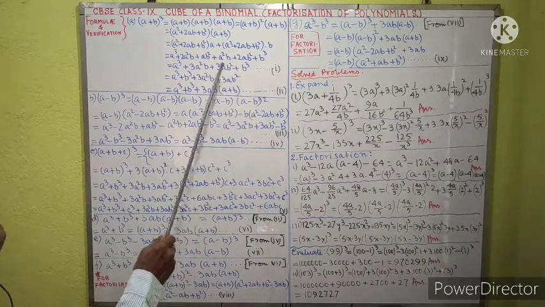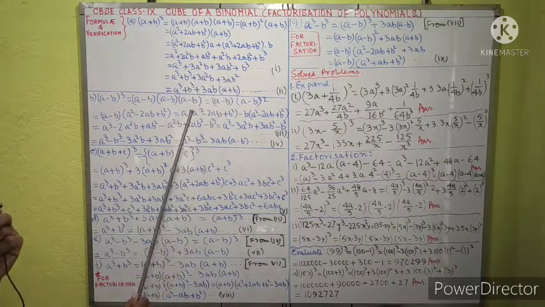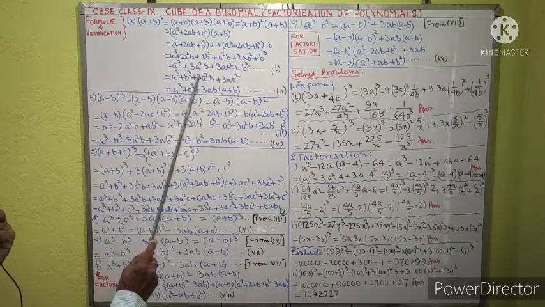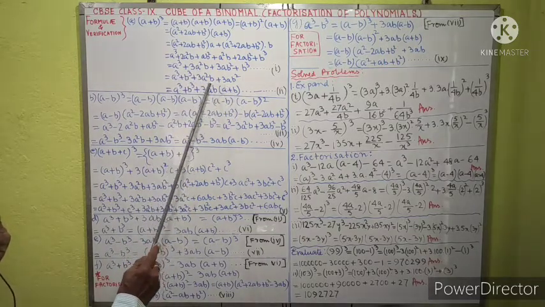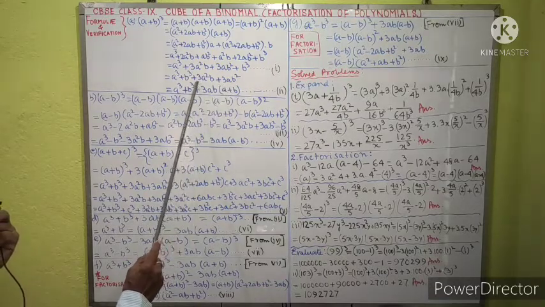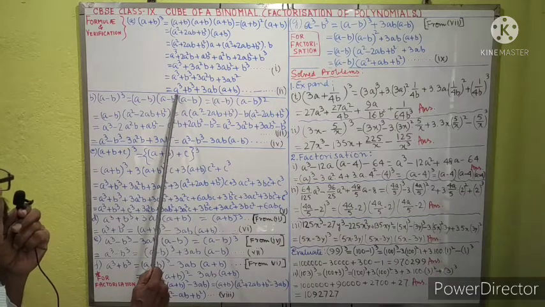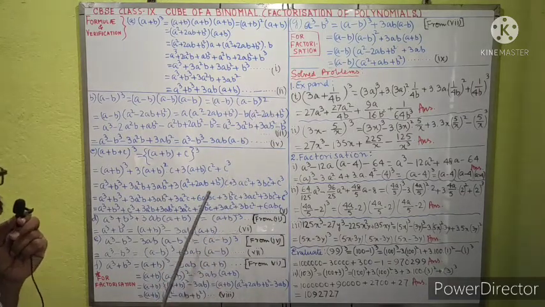This is one. This formula is used very much. We can also write it this way: a cube plus b cube plus 3a square b plus 3ab square. By taking a plus b common, we can write the formula this way. This is number 1, this is number 2.